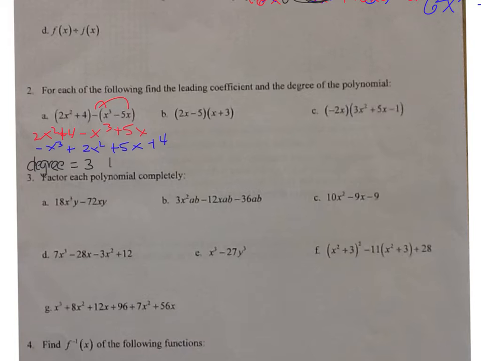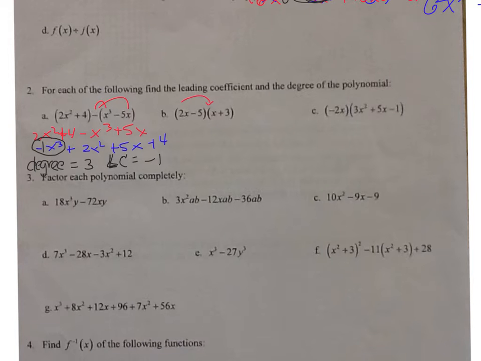And the leading coefficient, I'm just going to put LC for leading coefficient, is negative 1. That's the number that's in front of your degree variable. Remember, there's really a 1 there, so it's negative 1. All right, so B, we need to double distribute because we're multiplying.